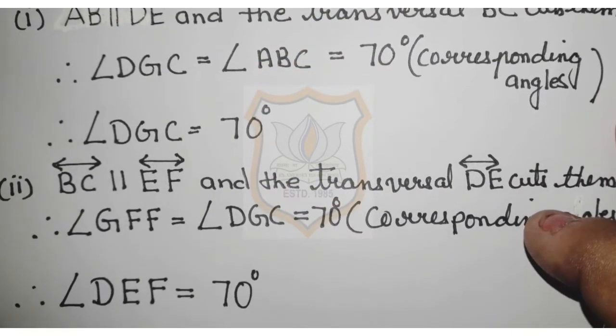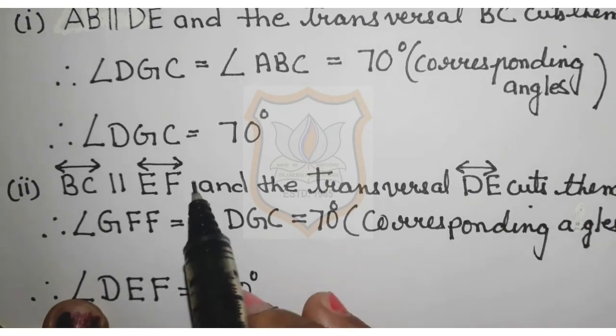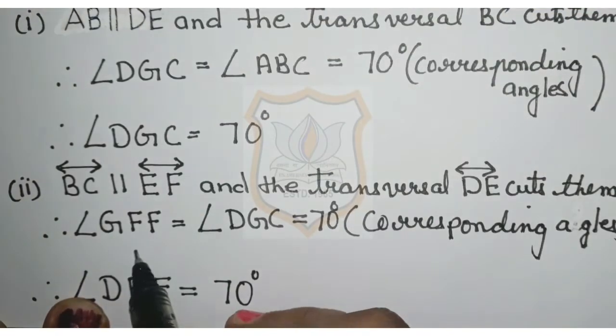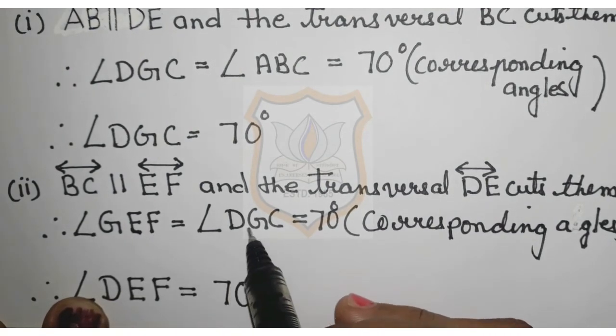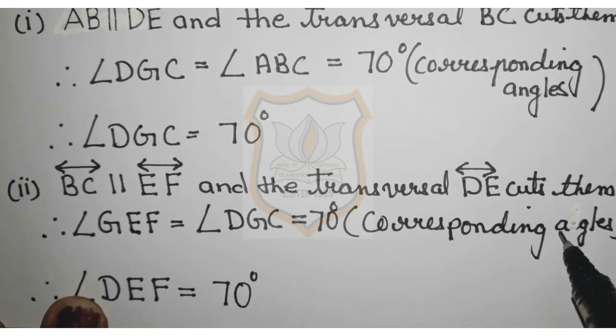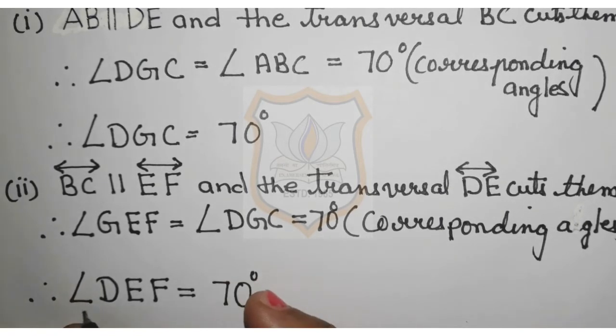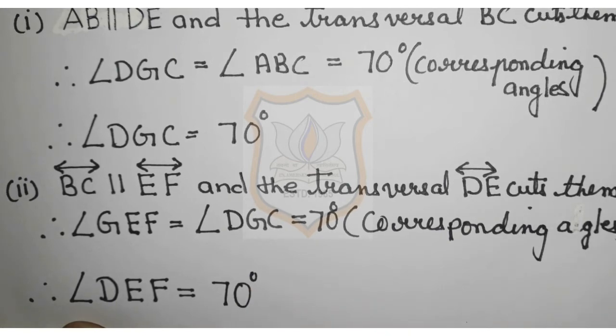Therefore, angle DEF, this one is E. DEF is equal to DGC, that is equal to 70 degrees, because they are corresponding angles. Therefore, angle DEF is equal to 70 degrees.